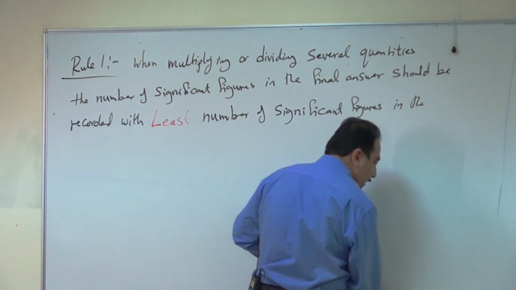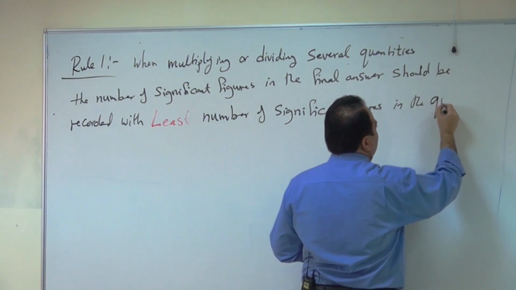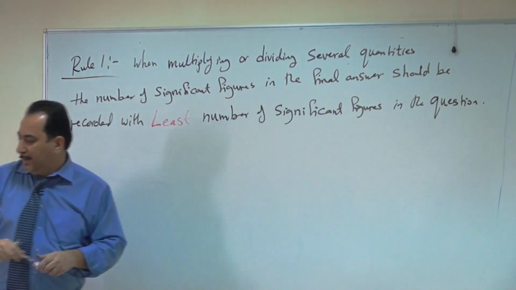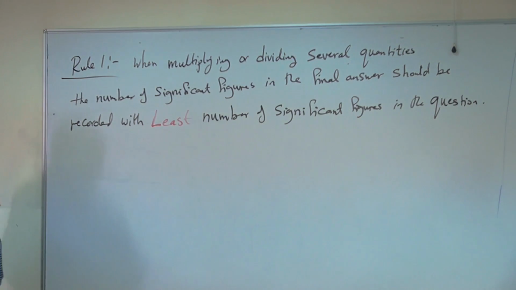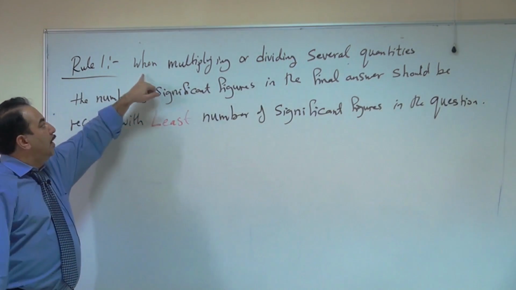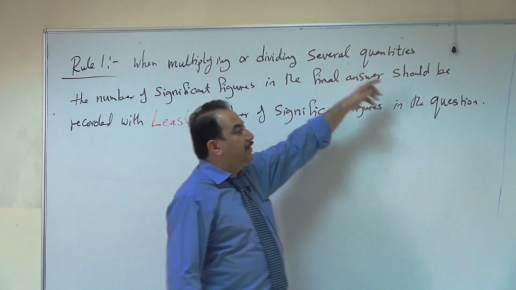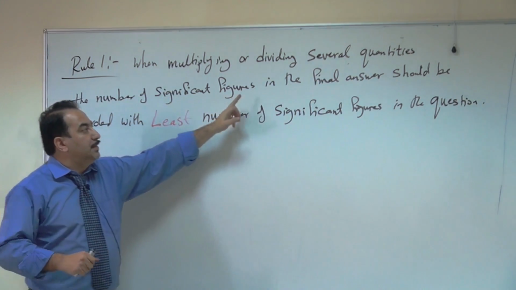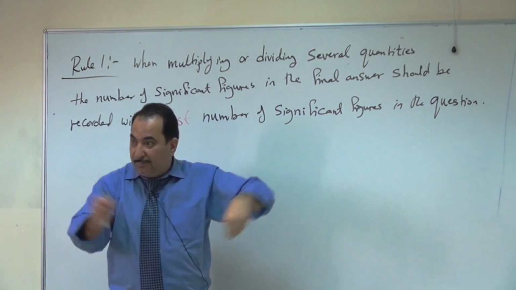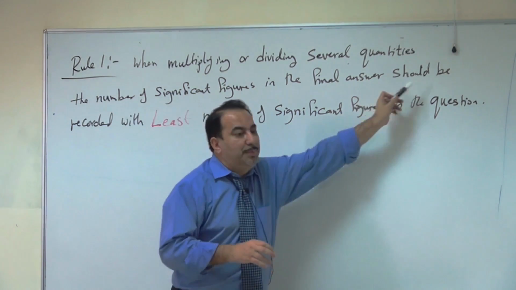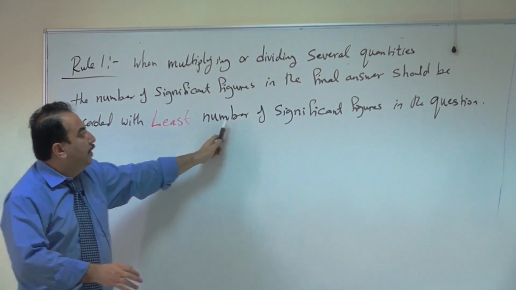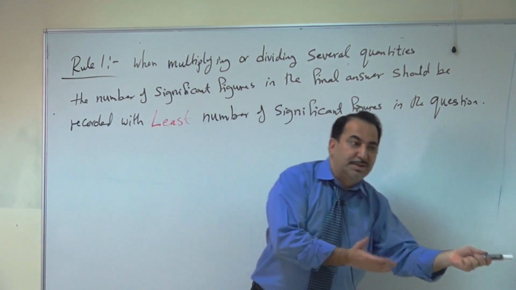When I write things quickly, I get them spelling wrong. Right, I read it for you. Rule number 1. When multiplying or dividing several quantities, the number of significant figures in the final answer should be recorded with the lowest number of significant figures in the question itself.